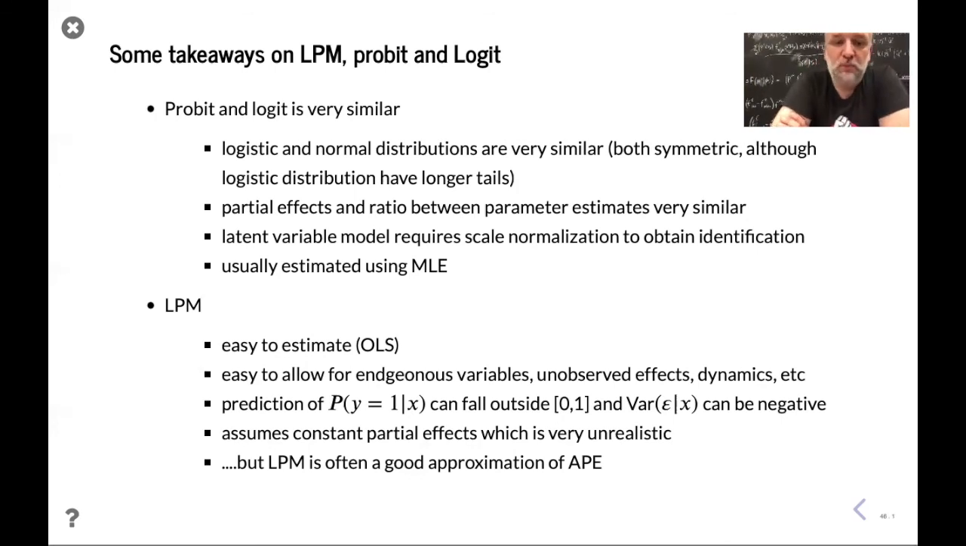Okay, but if you want to do any estimation that involves anything else but the average partial effects, then you have to have a model that predicts the entire distribution of the partial effects. The linear probability model assumes that the partial effect is constant and doesn't depend on x, which is very unrealistic, but it still gives a good approximation, as we've seen, for the average partial effects, at least in the case where we have normally distributed explanatory variables and error terms.